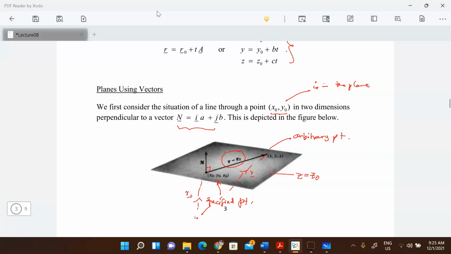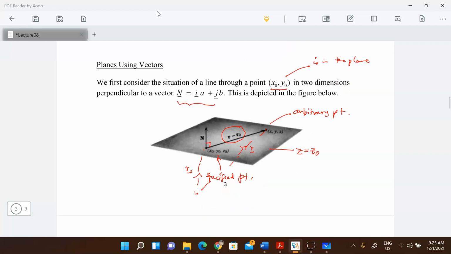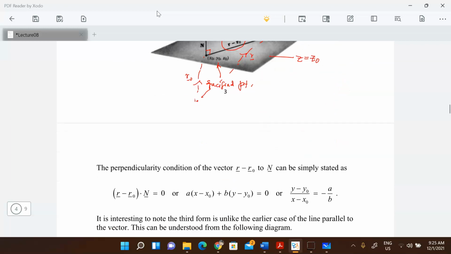Okay, so that vector will be r minus r0, just like before. Since this is 90 degrees, or perpendicular, to that particular vector in the plane, pointing out of the plane, then from vector algebra we know that if you have two vectors perpendicular to each other, their dot product, or scalar product, is going to be equal to 0.